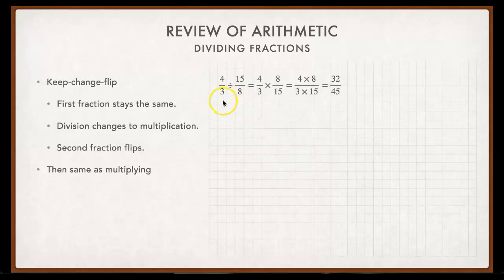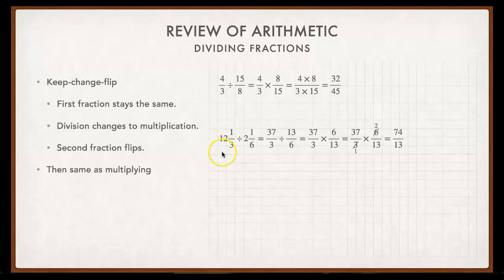So for example, 4/3 divided by 15 over 8. Keep the 4/3, change division to multiplication, and then 15 over 8 becomes 8 over 15. Then we'll just multiply across the top, 32, and multiply across the bottom, 45. No simplification to be done there.